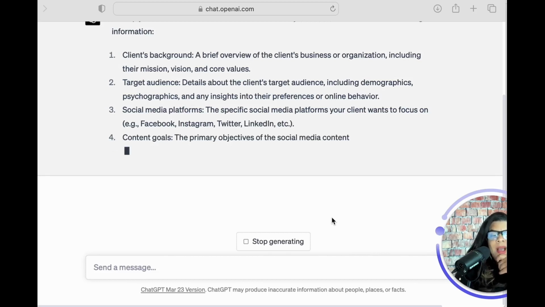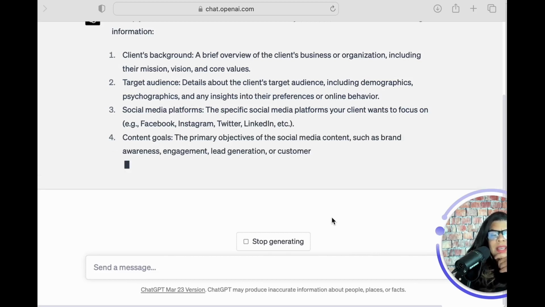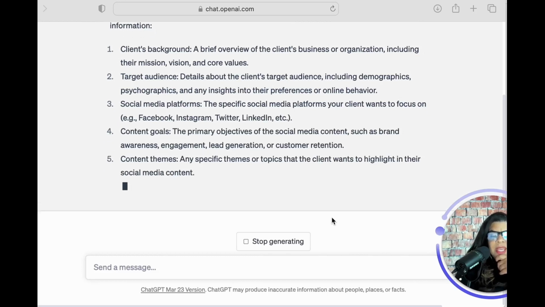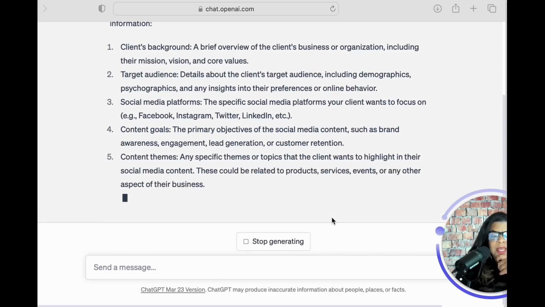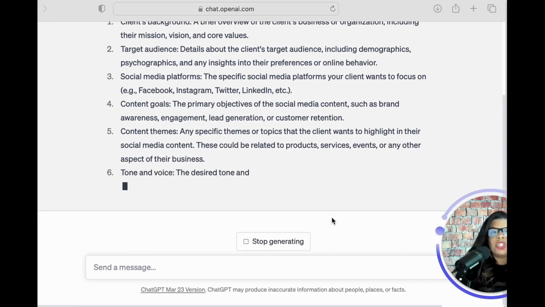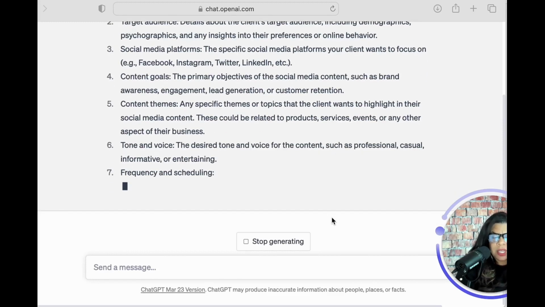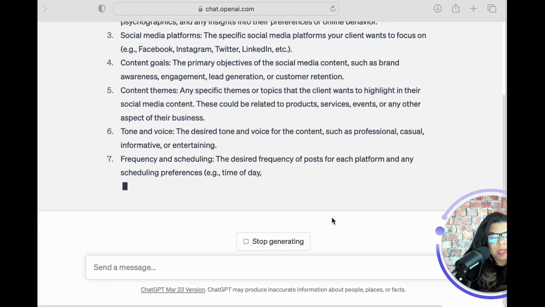And now you're thinking, wow, okay, so I get this. Yep. So client's background, any themes or topics the client wants to highlight in their social media content. I like it so far. The tone and voice of their social, that's really great. Frequency and schedule. So basically, also, how many posts do you want?